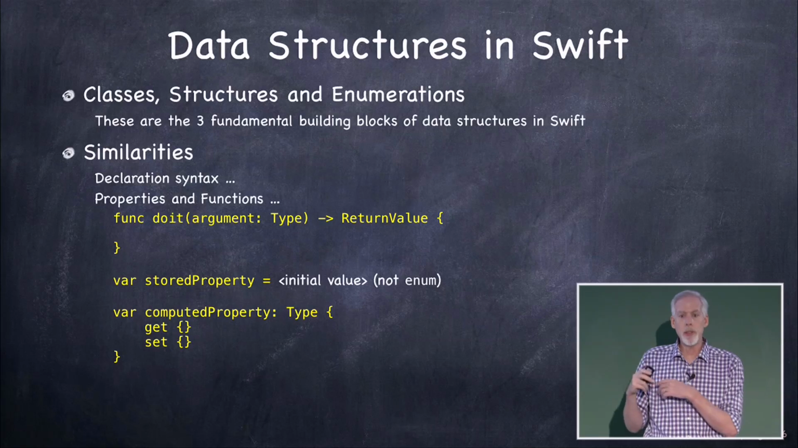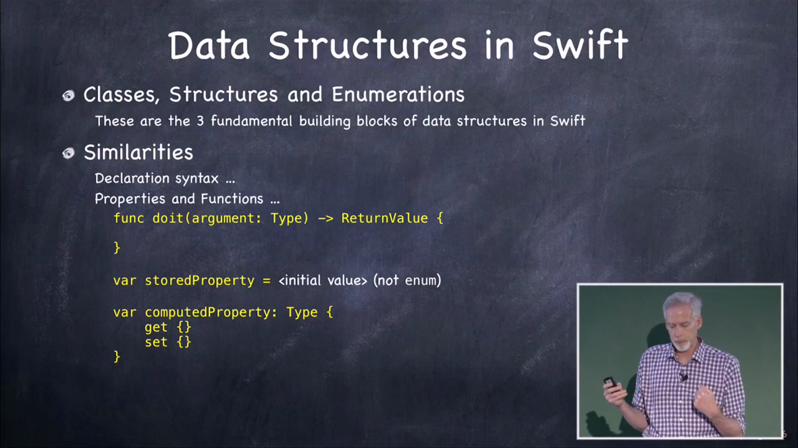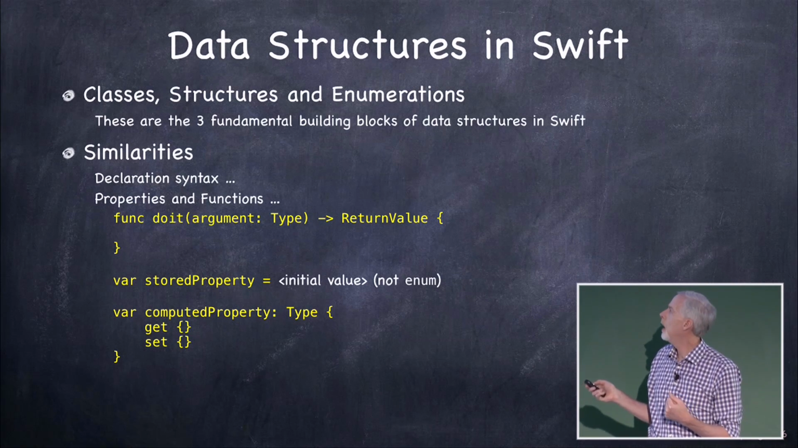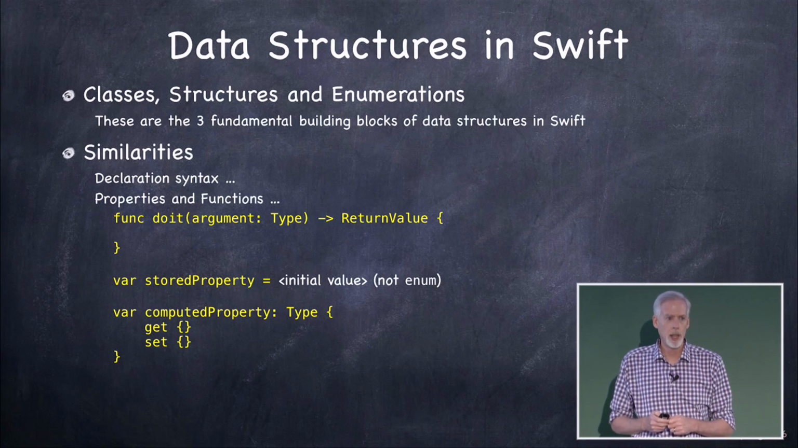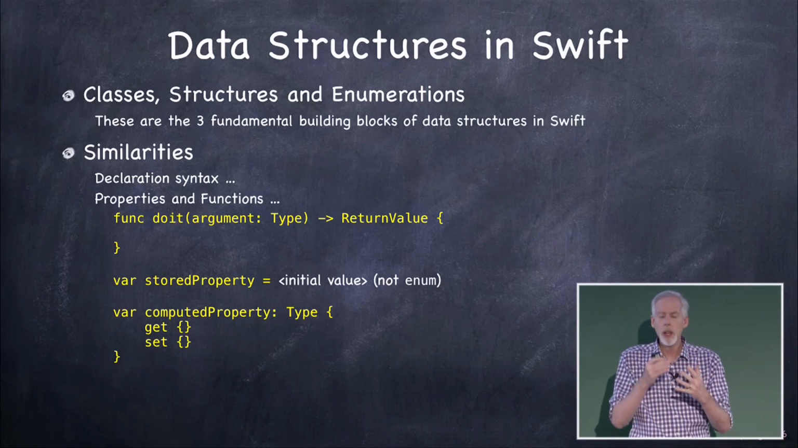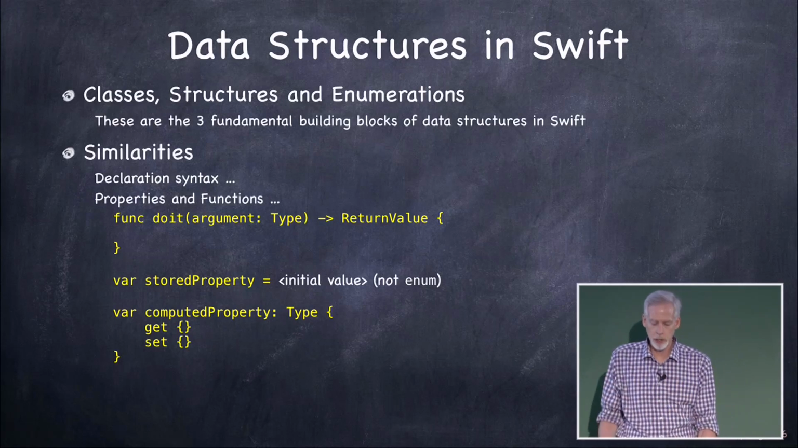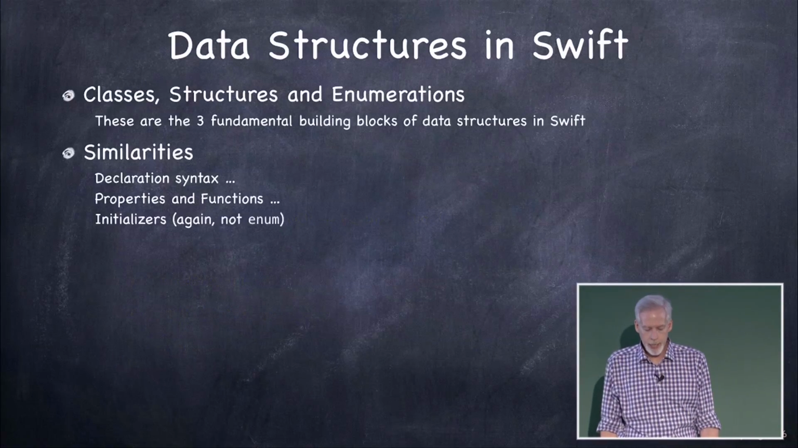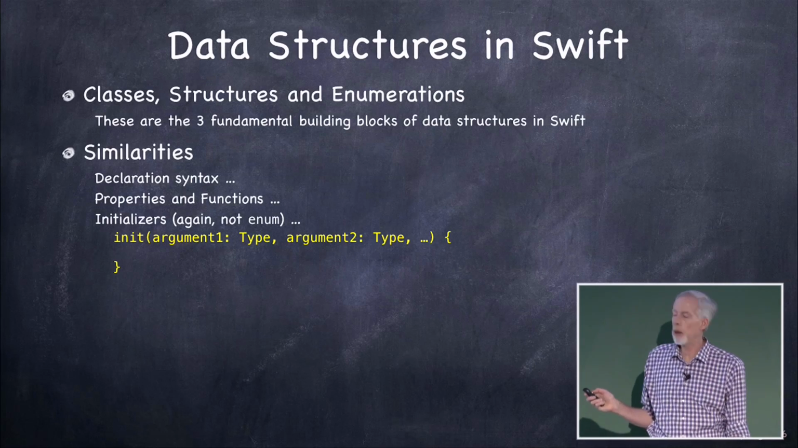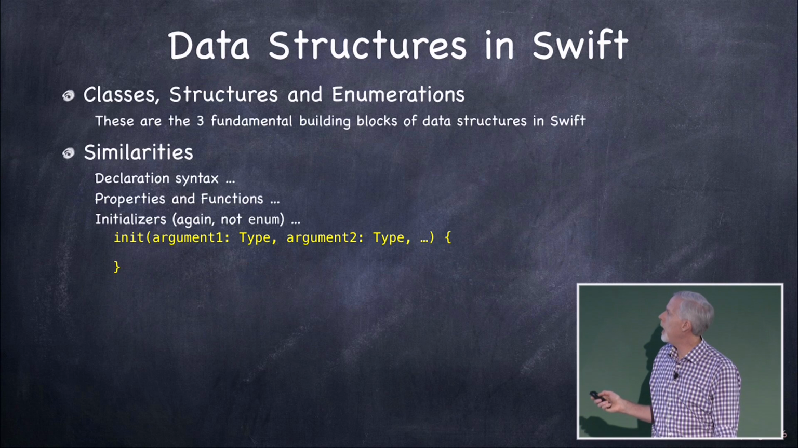They're also similar in that they can have properties and functions. So you can have functions on them, and you can have properties. Enums cannot have stored properties. Only structs and classes can have stored properties, but enums can have computed properties. The storage of an enum, remember, is the cases. It's a discrete value thing, so it's the cases and their associated values. That's its storage. They all can have initializers. We haven't talked much about initializers yet. We're going to get to that today. And so they're all allowed to have initializers except enum.